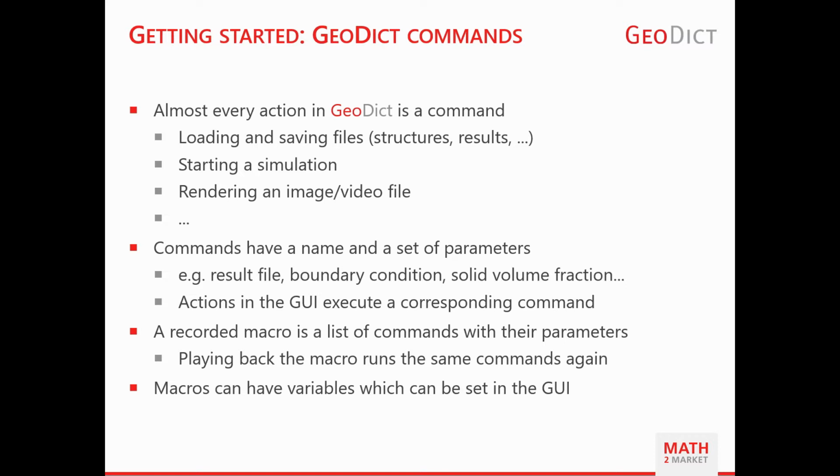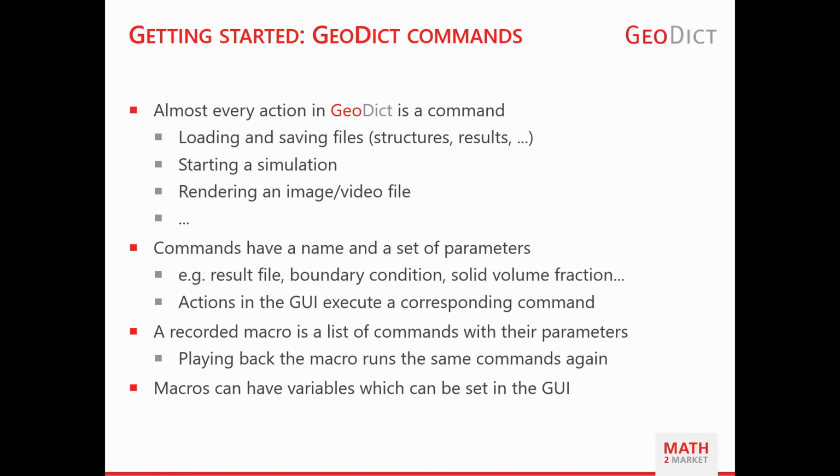One of the most important concepts in Geodict automation is a so-called command. Almost every action in Geodict is a command, for example, loading and saving files, structures or results, starting a simulation, rendering an image or a video file, etc. Each command consists of a name and a set of parameters, for example, the result file name, the boundary conditions when running a solver, the solid volume fraction when generating structures.